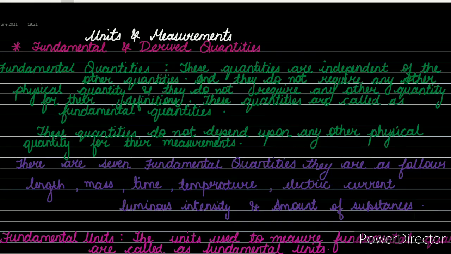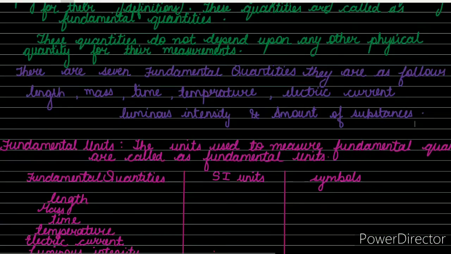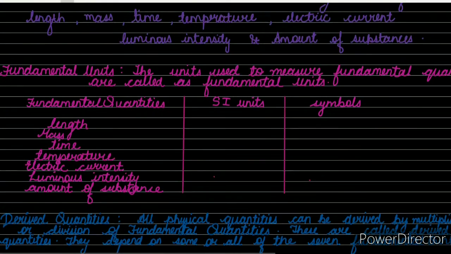So let's discuss further what fundamental units are. The units used to measure fundamental quantities are called fundamental units. I'm talking about the units used to measure fundamental quantities as we have discussed above. That is length, mass, time, temperature, electric current, luminous intensity, and amount of substance. To measure all these 7 fundamental quantities, we use fundamental units. So they are as follows.